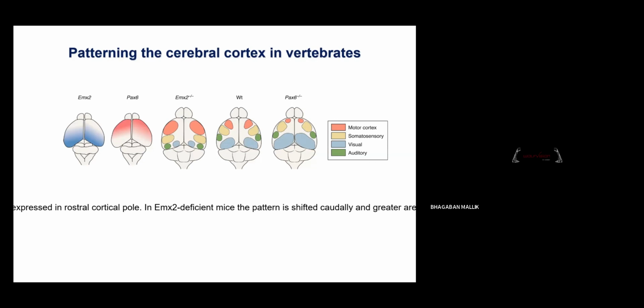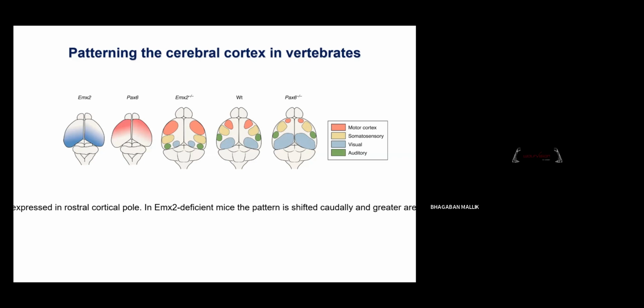Okay, so this is a normal wild type mouse, and you have a regular arrangement. You have the motor cortex, a somatosensory cortex, the visual cortex in light blue, and also the auditory cortex. This is how the normal wild type mouse looks. And these are the genes, EMX1 or EMX2; here I am talking about EMX2. EMX2 defines the visual cortex, and PAX6 defines the motor cortex.